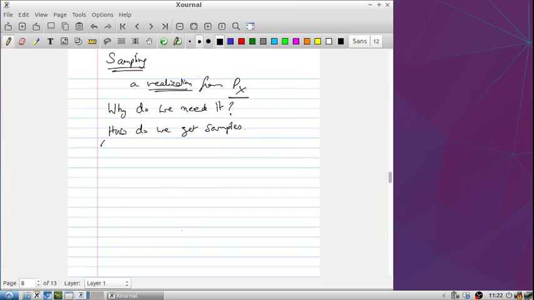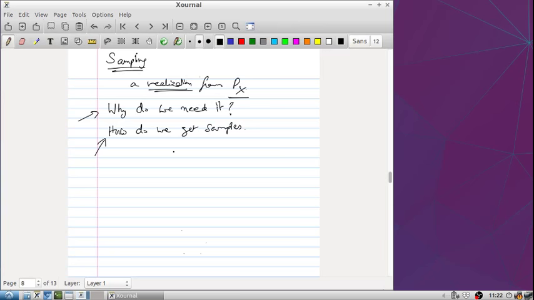So I'm addressing this part. Let me say why we need to get samples. Bernoulli and Gaussian are very nice, simple distributions, for which you can probably compute functions of those distributions. What do I mean by functions?